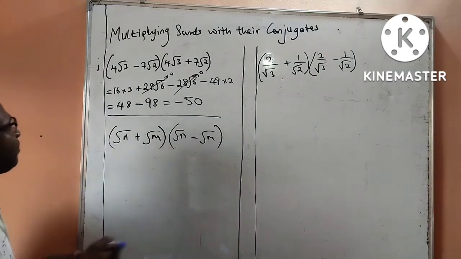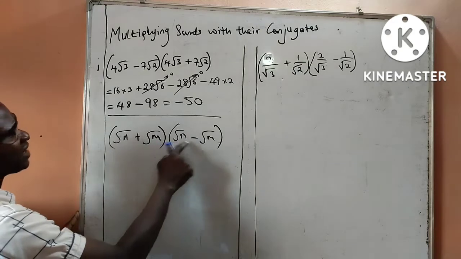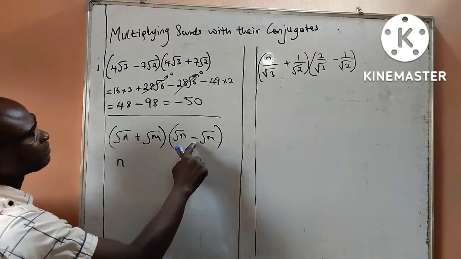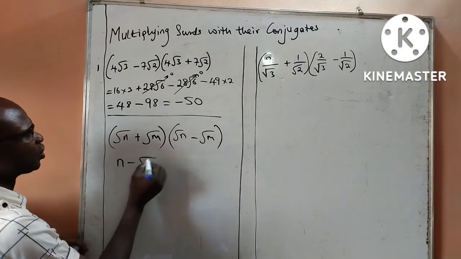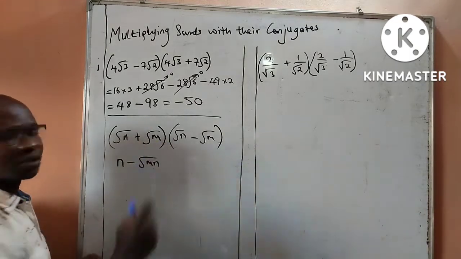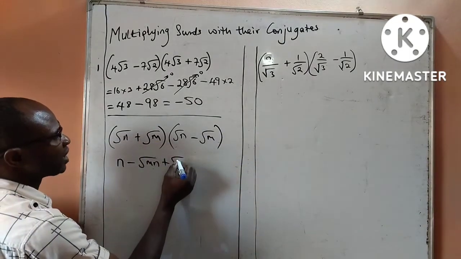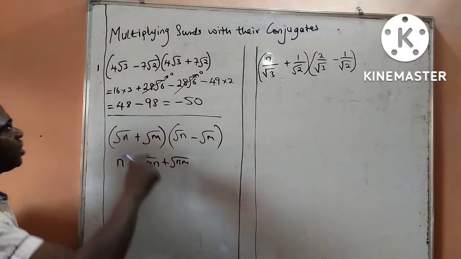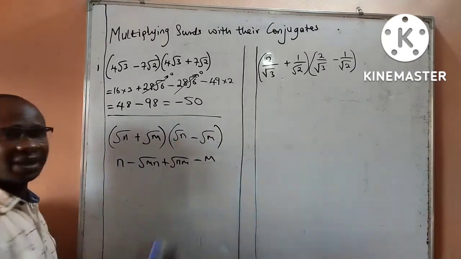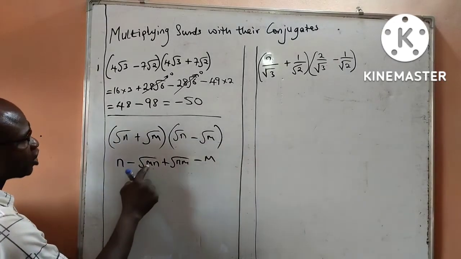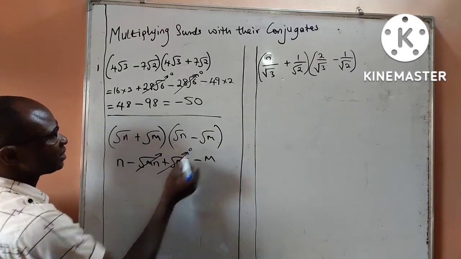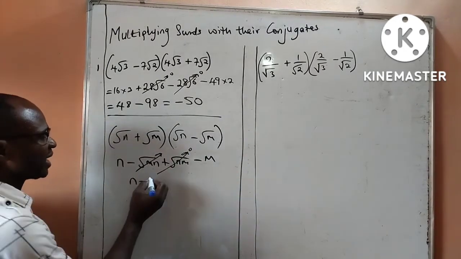Let us open it. Root n times root n will give me n. Root n times minus root m will give me minus root mn. Root m times root n will give me plus root mn. Plus times minus is minus. Root m times root m will give me m. Minus root mn plus root mn, the two will cancel, giving me n minus m.